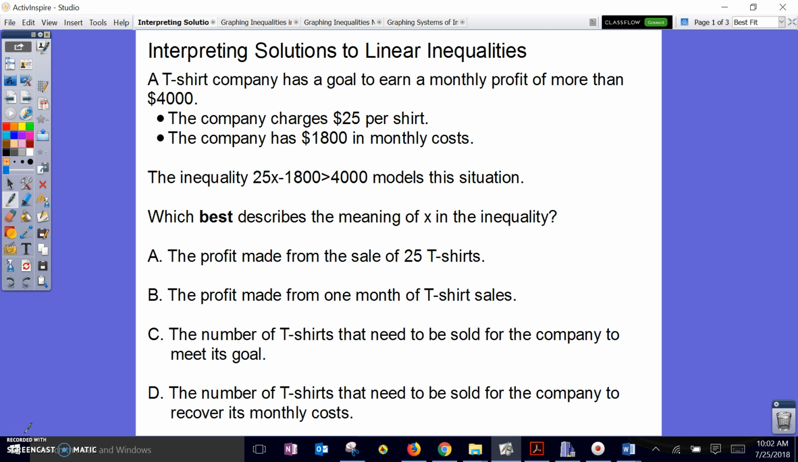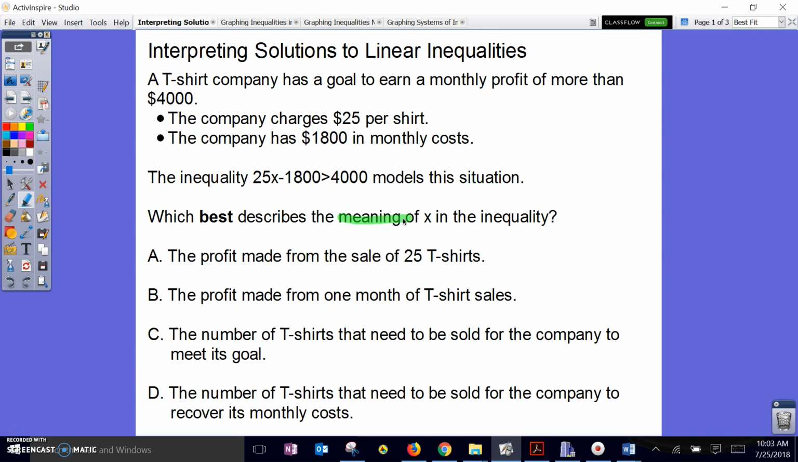So the first example here, a t-shirt company has a goal to earn a monthly profit of more than $4,000. The company charges $25 per shirt. The company has $1,800 in monthly costs. The inequality 25x minus 1800 is greater than 4000 models this situation. And we're supposed to decide which of the four choices best describes the meaning of x in the inequality.